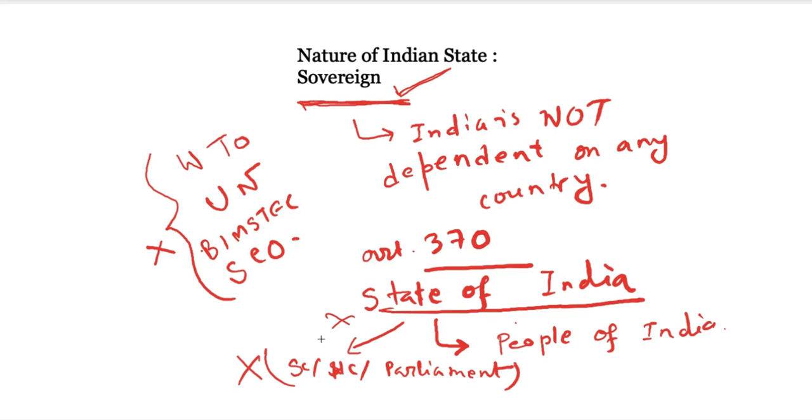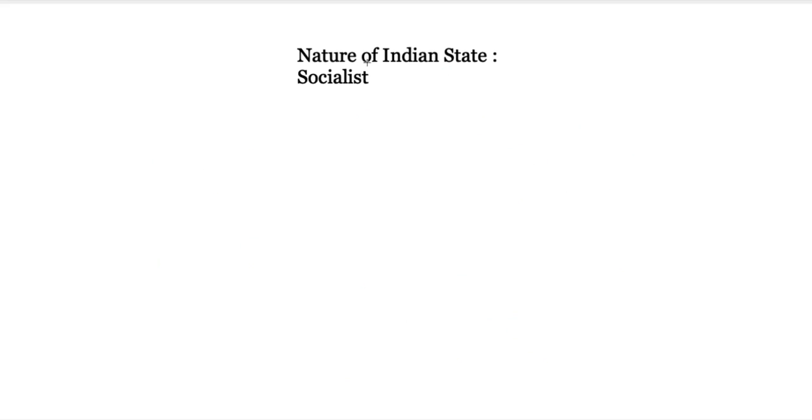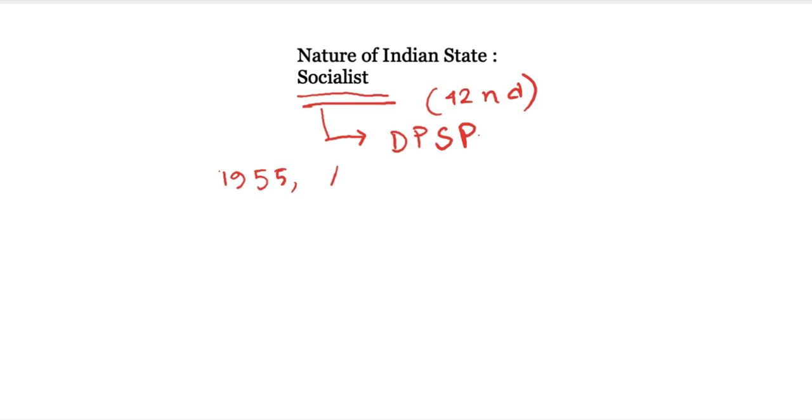Now let's come to the next characteristic. Socialist. Socialist was added with the 42nd Constitutional Amendment Act. Before that, the socialist values were implicit in the directive principles of state policy. There also, in 1955, after the session of Congress, it advocated a socialistic pattern of society.